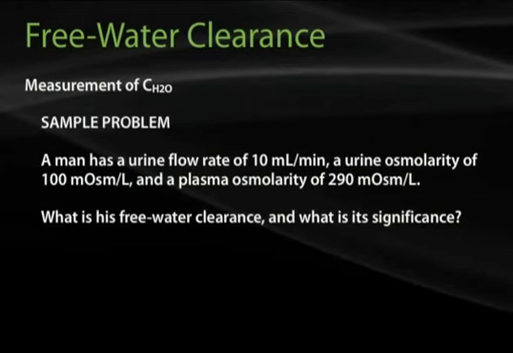Let's walk through a sample problem to measure free water clearance. A man has a urine flow rate of 10 milliliters per minute, a urine osmolarity of 100 milliosmoles per liter, and a plasma osmolarity of 290 milliosmoles per liter. What is this free water clearance, and what is its significance?